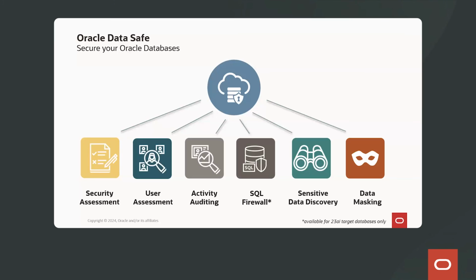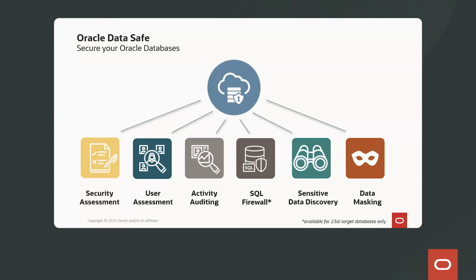SQL Firewall, we talked about. And then when it comes to sensitive data, we have two features here. The first one is sensitive data discovery, which helps you discover and classify sensitive data. We have over 150 predefined sensitive data types out of the box in areas like personal identifiable information, but also additional healthcare, financial information, and so on. So very rich library here of sensitive data types.